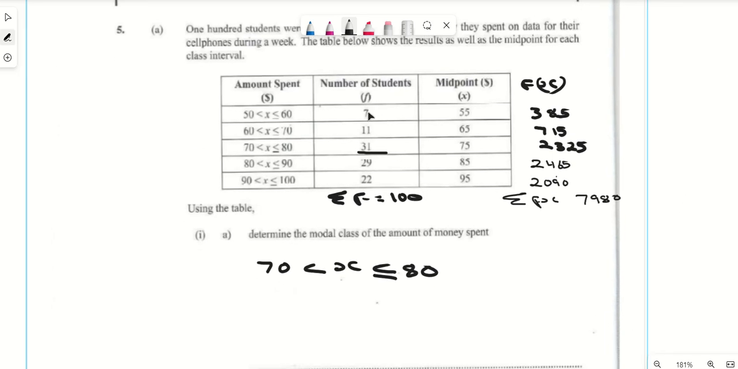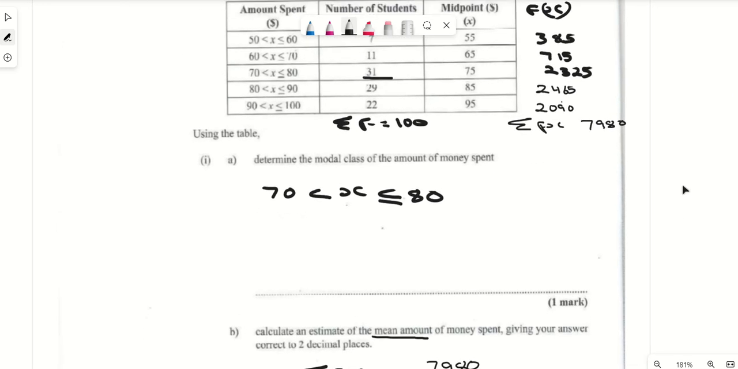So what you're going to do, you're going to add students. So you're going to say 7 plus 11 first, that is, you get an 18, that is less than 50. Then you're going to add 31, which is 49. So your 50th person or your 50.5 will not be in this range, right? Then you're going to add 29 to it. So you know that your 50.5 is within this range, between 80 to 90, right? So that is how you find out where 50.5 lies.